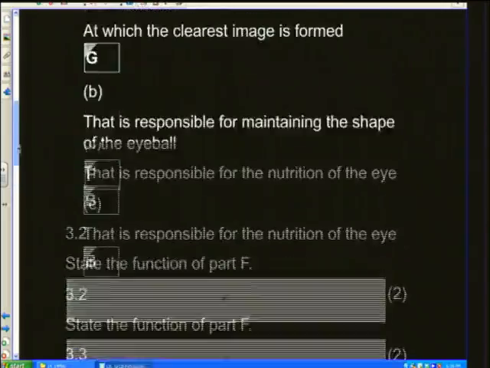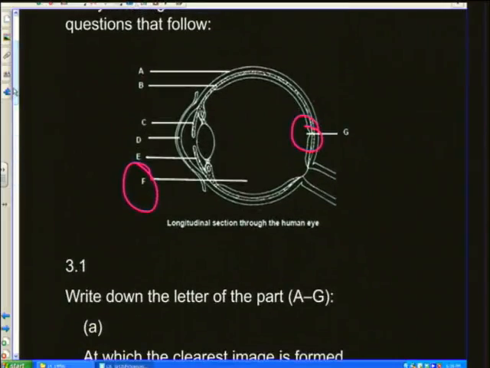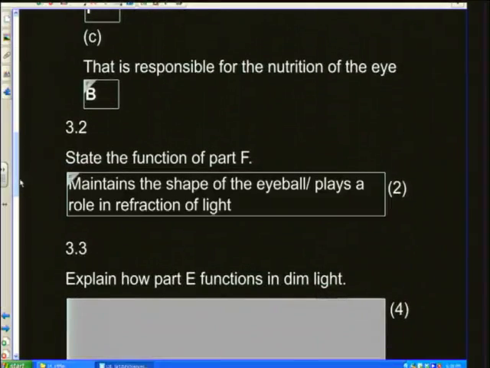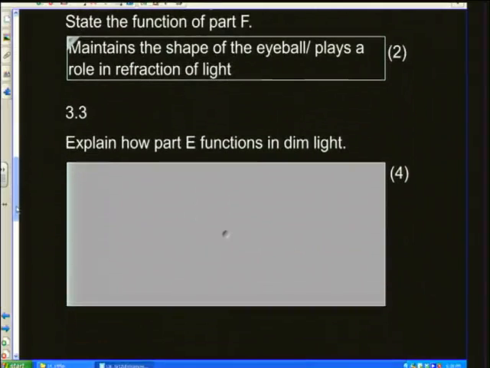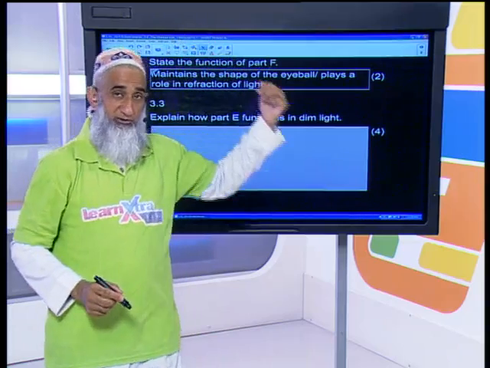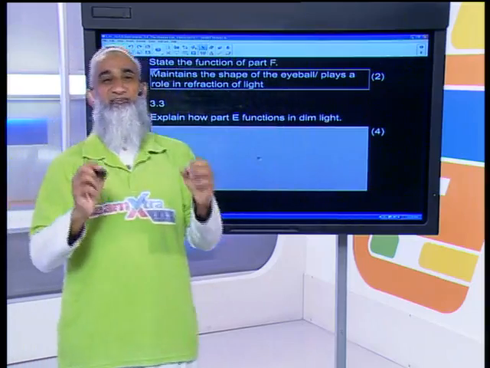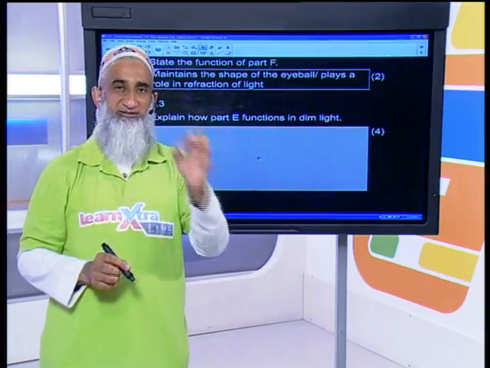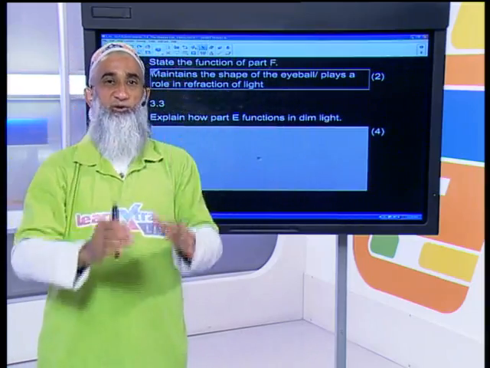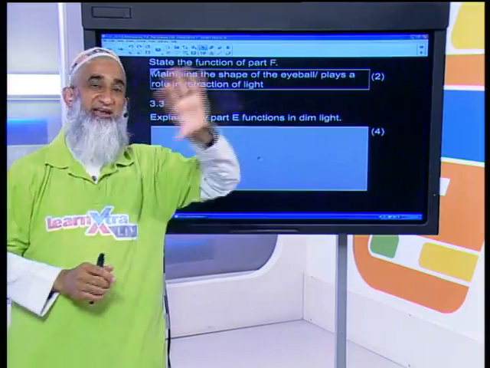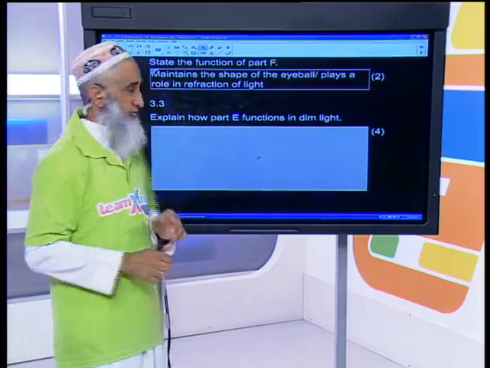State the function of part F. What is part F? We said already the vitreous humor, and we've already asked that question. So it maintains the shape of the eyeball, and it plays a role in refraction. Explain how part E functions in dim light. Remember, we spoke about accommodation. Now we're talking about the pupil mechanism. Guys, please understand that when we're talking about light and dim, we only talk about the pupil and the iris. When we talk about near and far, we only talk about the lens and associated structures. Remember that all the time.